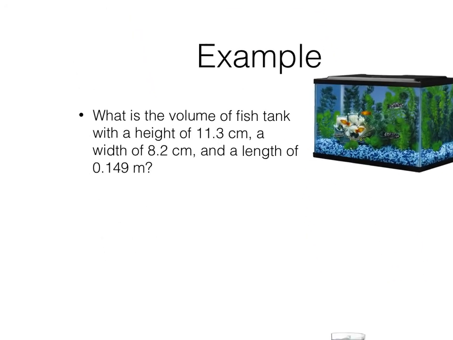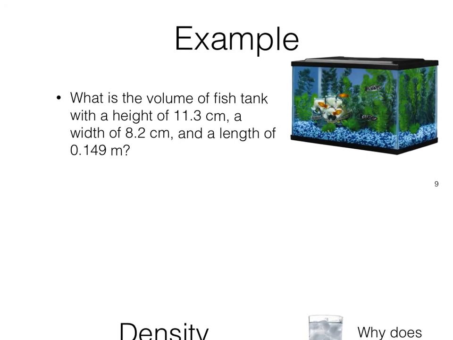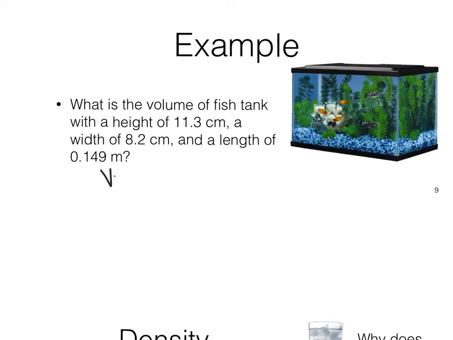So let's calculate the volume of a fish tank. We've got a nice little fish tank here. And I want to know what is the volume of a fish tank with a height of 11.3 centimeters, a width of 8.2 centimeters, and a length of 1.49. So we know that volume is equal to length or height times width times length. Now we notice that our units are centimeters, centimeters, and meters.